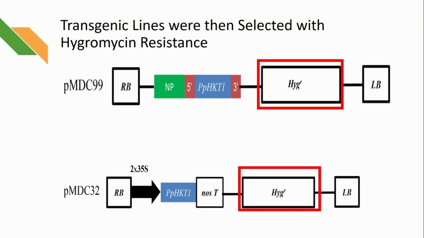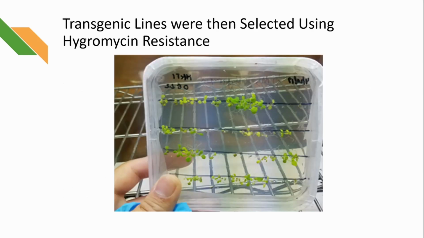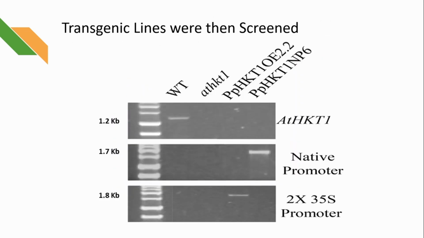In addition to the HKT1 gene, our construct also included a hygromycin resistance gene. By placing the seeds on a hygromycin medium, we were able to ensure that only those seeds that were successfully transformed could germinate and grow. This selection process was repeated multiple times until we obtained a T3 generation in order to ensure that a homozygous line was obtained. All of our lines were then screened to ensure proper constructs using genomic PCR with specific primers. From here, we were ready to experiment on our lines.